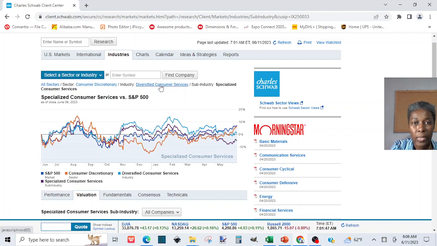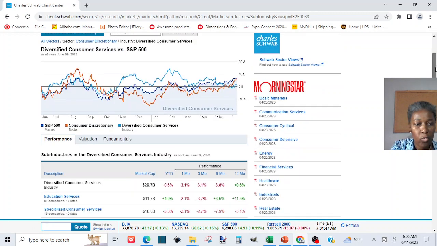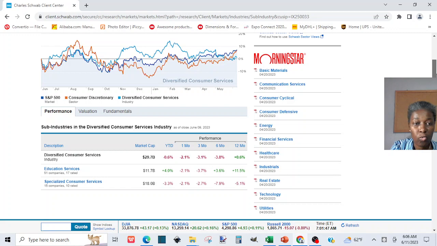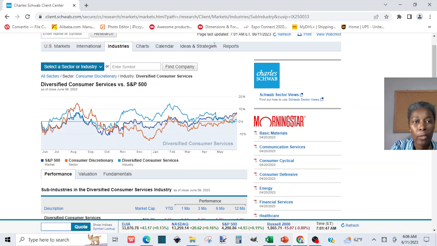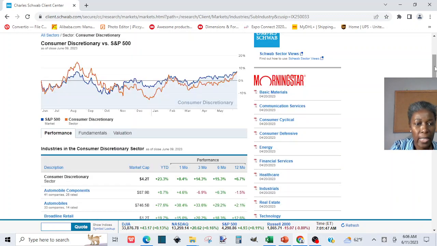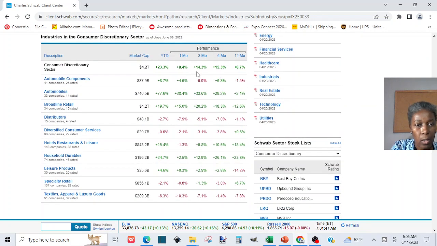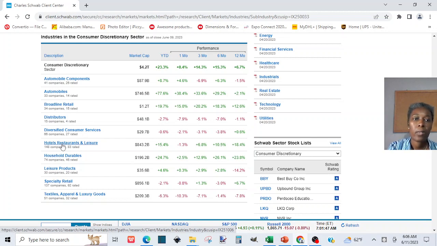So now that we exhaust this list, we'll go back to Diversified Consumer Services to make sure we went through all the sub-industries, and we did. Now we'll go back to the consumer discretionary sector, so we can go to the next industry. I will suggest you batch research.